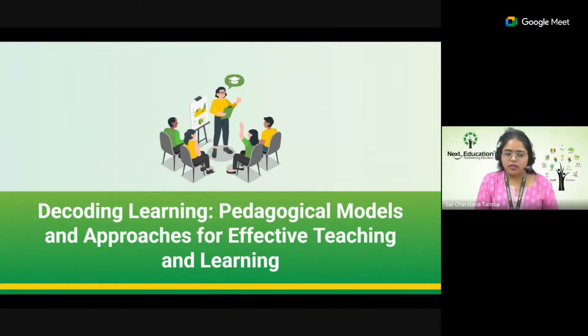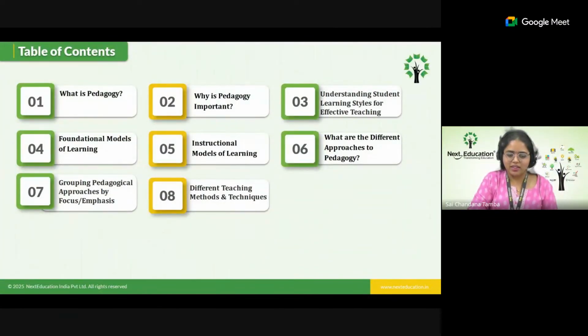Before starting the session, I would like to ask you, do you know the difference between curriculum and a pedagogy? Yes? I expect a very interactive session today. Can I get the responses? What is the difference between pedagogy and a curriculum? No one?